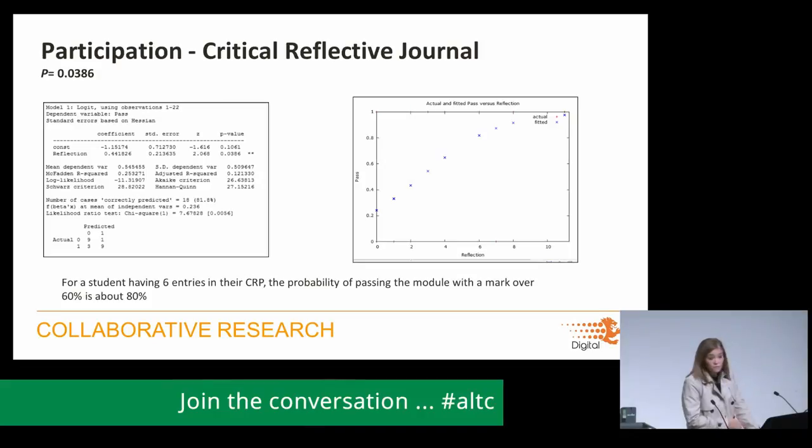Obviously, it depends on the variables. This is just a very small analysis that we did. We need to look at a bigger sample, more data, and cross-check all the variables as well. But it's just interesting for us to see.